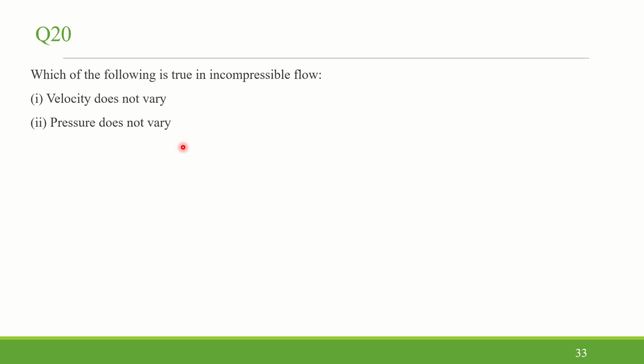So which of the following is true in incompressible flow? 1, velocity does not vary. 2, pressure does not vary. Both 1 and 2 are false. So the answer should be none of the above. They are not true. Option A: 1 only. Option B: 2 only. Option C: 1 and 2. Option D: neither 1 nor 2.